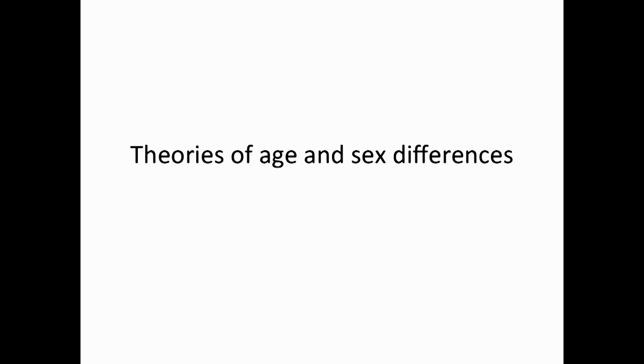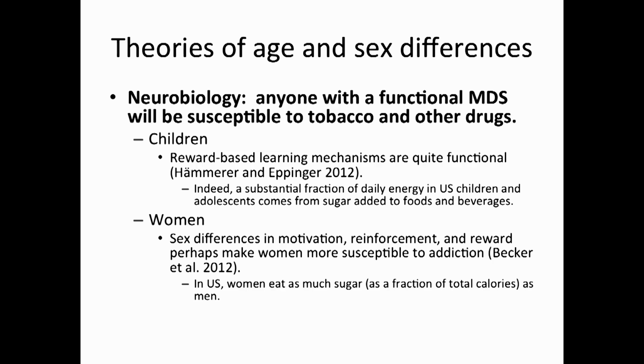So what might the neurobiology or model of drug use say about age and sex differences? Well, on the one hand, they would say that anybody with a functioning reward system would be susceptible to drug use. So, do children have a less functioning reward system than adults? Do women have a less functioning reward system than men do? No, at least the data doesn't suggest that.